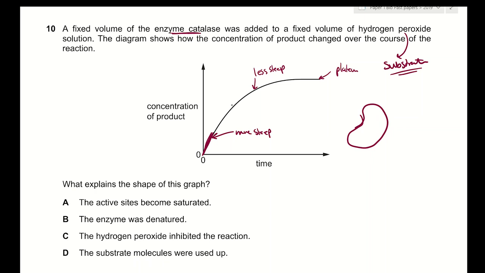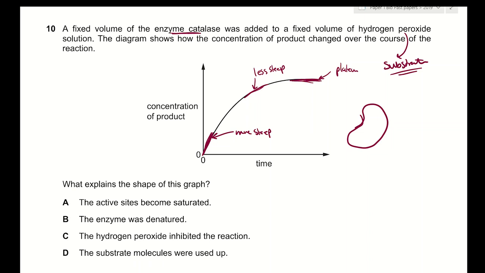And as the reaction proceeds, the substrate concentration decreases. Therefore, there are fewer collisions of the substrate with the enzyme. Therefore, less substrate is converted to product. Therefore, it becomes less steep. Now, once it reaches the plateau here, this means that there are no more substrate molecules available. Therefore, the plateau has been reached and there's no more product being formed.